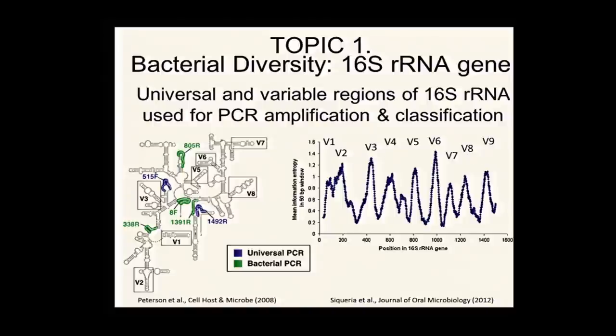And you can see here the mean information entropy. This just means whether it's conserved or not. In shorthand, I would take this to mean that only 20% of the time is this region different between bacterial species. But you can see these regions like the V2, V3, V6 have a much greater amount of diversity between different bacterial species. So you can set the primers for amplifying the 16S gene from a mixed community in the conserved regions and amplify across the variable regions, and then use the variable regions to identify what type of bacterial genera and species you have.